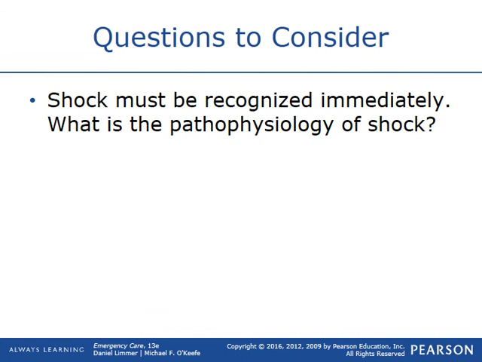Shock must be recognized immediately. What is the pathophysiology of shock? Remember that shock occurs when the regular delivery of oxygen and nutrients to the cells and the removal of their waste products is interrupted. Without a regular supply of oxygen, the cells become hypoxic and have to rely on anaerobic metabolism, which is very ineffective. Lactic acid and other waste products accumulate and harm the cells. Without the removal of carbon dioxide, this buildup of harmful waste products is accelerated. Unless it's reversed, shock will kill the cells, the organs, and eventually the patient.